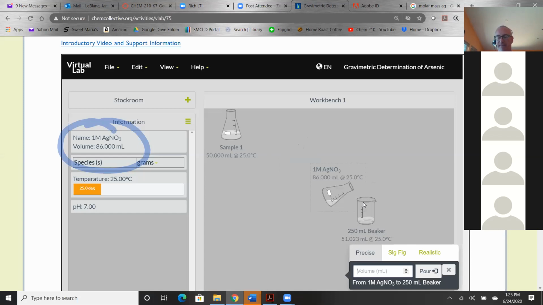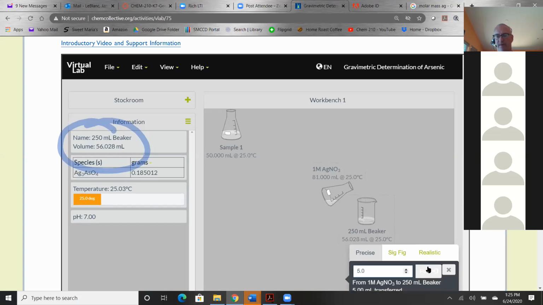So then you see volume. You have a little flashing. Click on the volume in here and say I want to add, say, 5.0 mils, and then click on pour, and it will pour it in for you. Okay, and then just click on the X to get rid of it. It'll say 5.00 mils transferred.